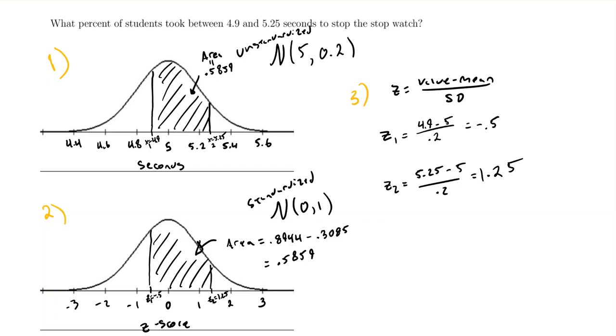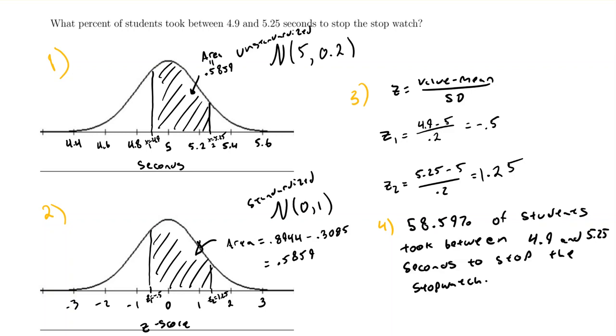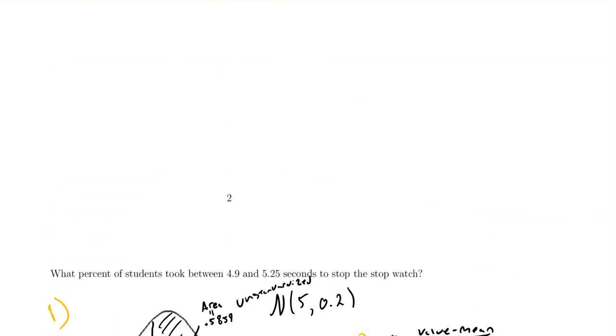So, lastly, you've got to make your interpretation. What does this mean for us? And it tells us that 58.59% of students took between 4.9 and 5.25 seconds to stop that stopwatch. So it's a lot of our students in that interval. So these questions are all pretty much the same.